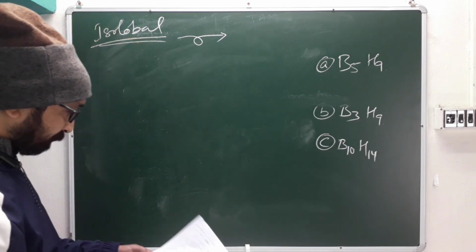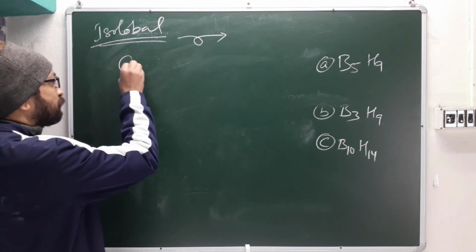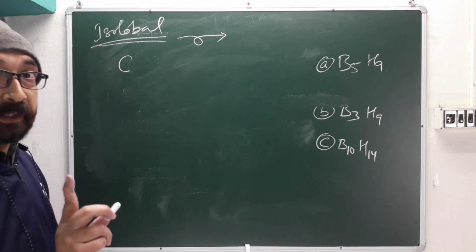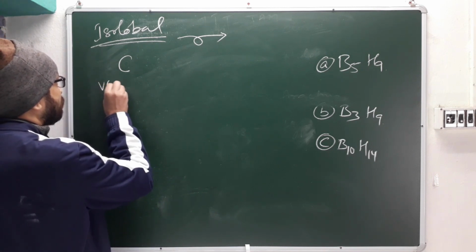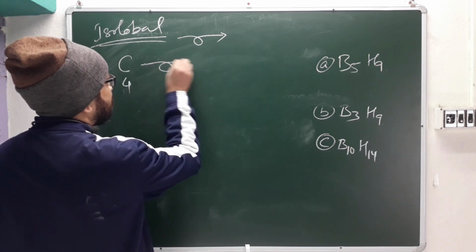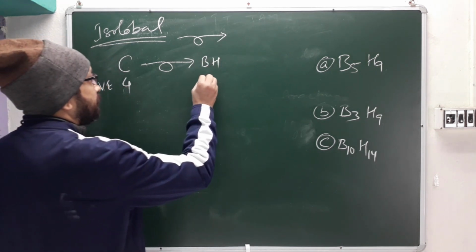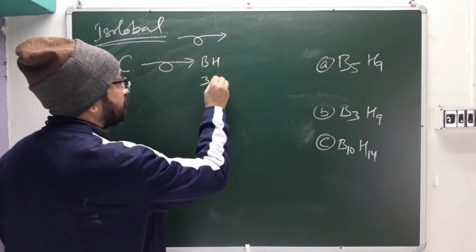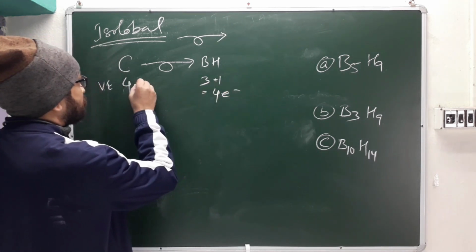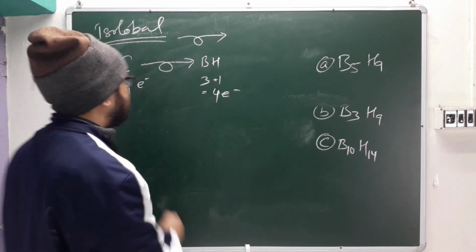I have some examples. Suppose you are taking carbon. Carbon has how many valence electrons? I'm not talking about valency, here you have to talk about valence electrons. So how many? 4. So this will be isolobal with BH, because boron has 3 valence electrons and hydrogen has 1. So how many is it coming? 4. So 4 electrons here, and here also 4 electrons. So carbon is isolobal with BH, right?